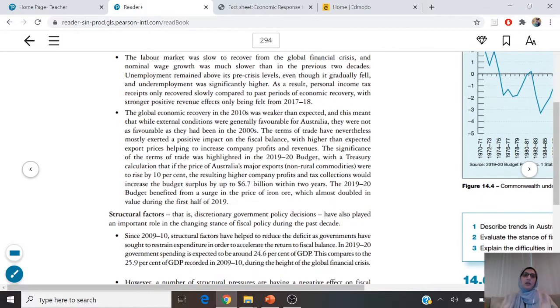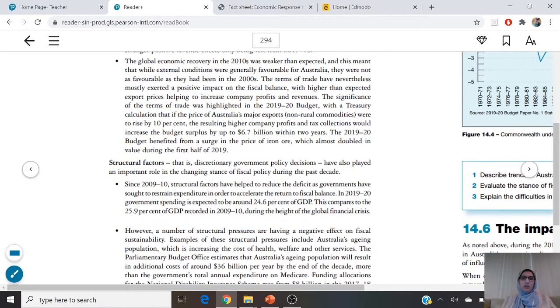Sadly. The labor market was slow to recover from the GFC, and nominal wage growth was slower, as we just discussed. The global economic recovery was also very, very weak, weaker than expected, and this meant that external conditions were generally favorable for Australia. They were not as favorable as they had been in the 2000s. So in the 2000s, it was very favorable. That's why we had the mining boom. But ever since the 2010s, the global economy generally hasn't been performing as well as we expected. The global economy has been stable, but it hasn't been stable enough.